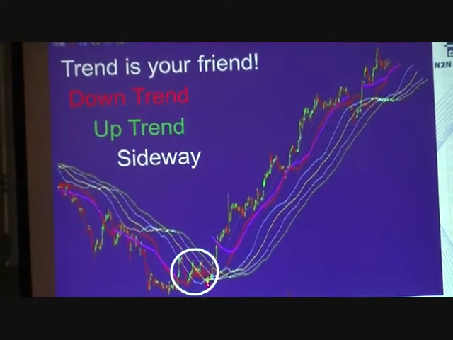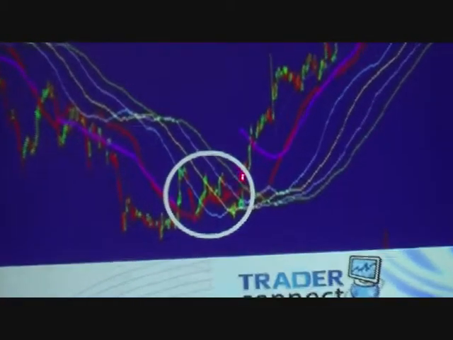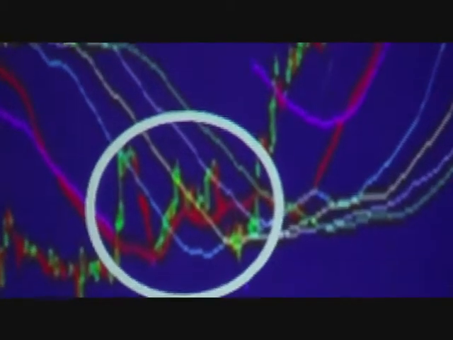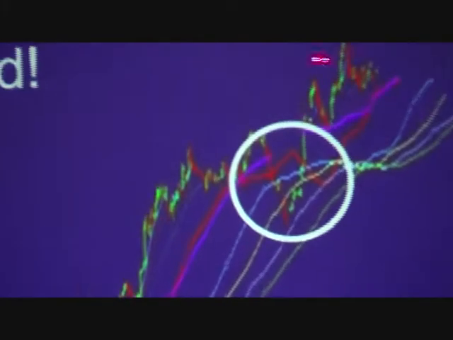This is all sideways. When the price breaks out from the net at this point, that is the starting of the uptrend. Same thing here. You can see there's another sideways here. Okay, and this is another new uptrend.